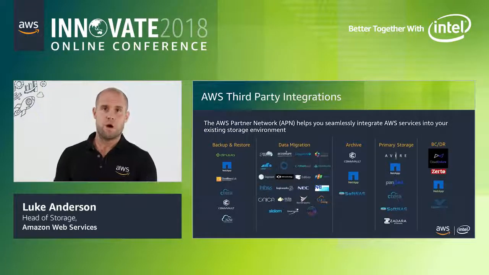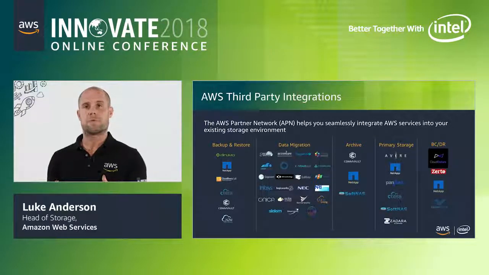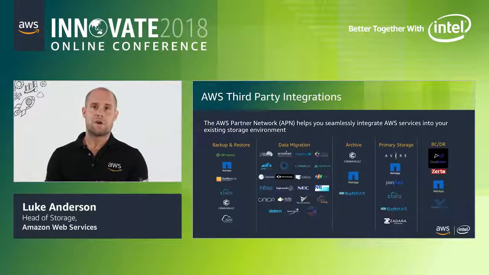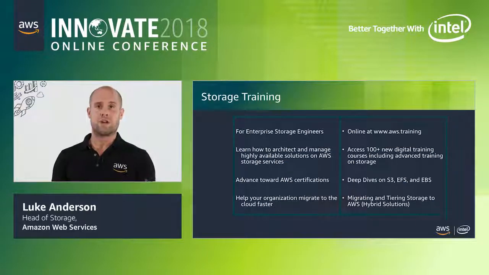Then to the right, we have partners that specialize in things like archive, even building primary storage systems on top of AWS through to business continuity and disaster recovery. So you can look to our partner network to provide not only services, but even solutions that we don't provide natively at AWS. Finally, the last thing is that we have storage training available.